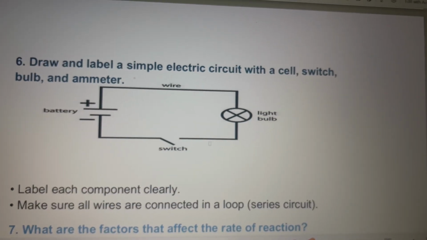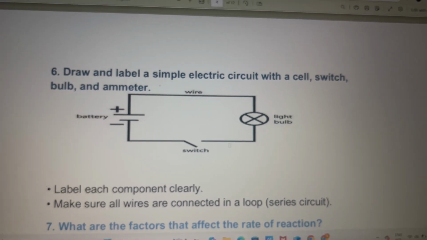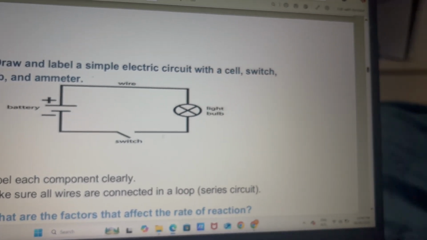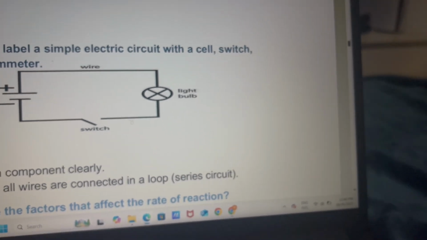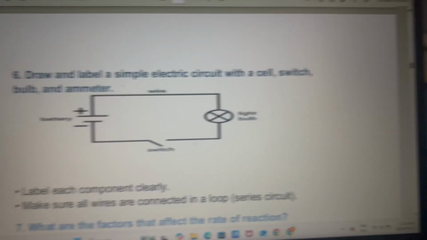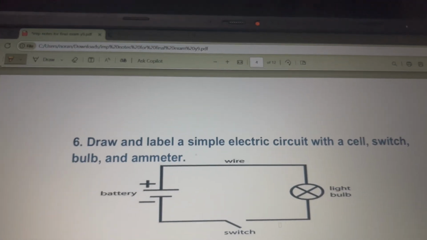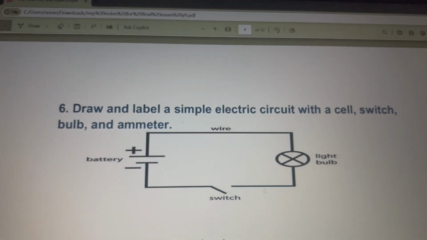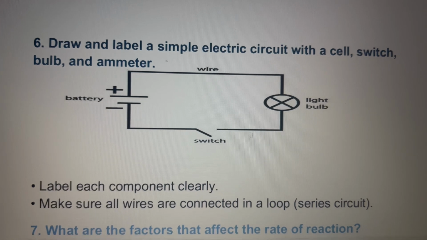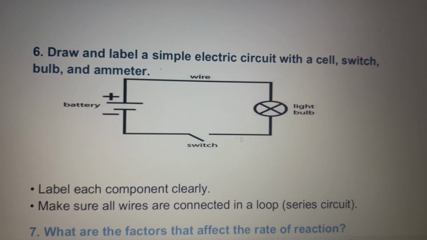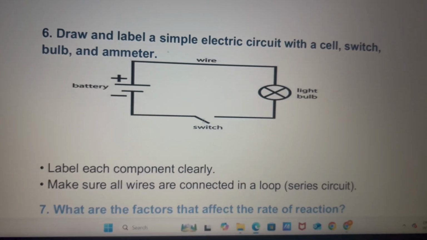So here, if it says draw and label a simple electric circuit with a cell and switch, it doesn't have to say what exactly to draw. You just need to know how to draw an electric circuit with no mistakes or nothing missing. First thing, it's better if you use your pen, and if you can't, you can just use the pencil, it's okay. And a ruler, please do not ignore drawing it neatly and nicely, and do not just randomly draw it in a very messy way.